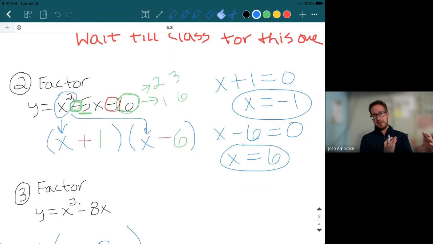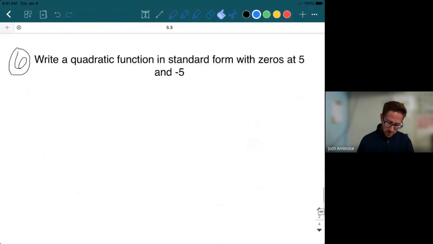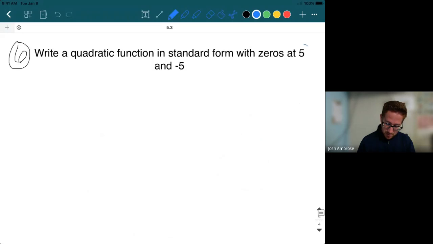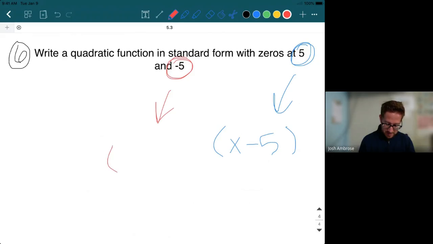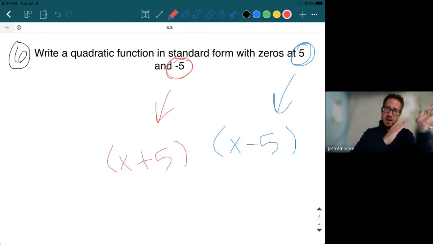Look back at those parentheses. All right, if I wanted 6, I had to say x minus 6. If I wanted a negative 1, I actually had to say x plus 1. So now using that logic, if we go back to here, what I'm saying is if I want a positive 5, I'm going to need to have parentheses that actually say x minus 5. And if I want a negative 5, I'm going to need parentheses that actually say x plus 5. But I'm not done yet because I actually didn't create a quadratic yet. I just created two binomials. So how do you go backwards from binomials then back to a quadratic?